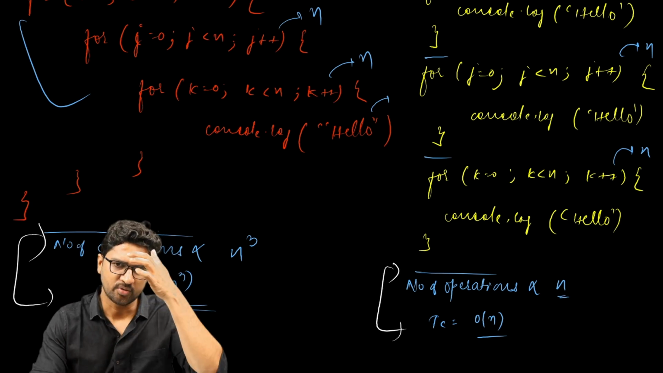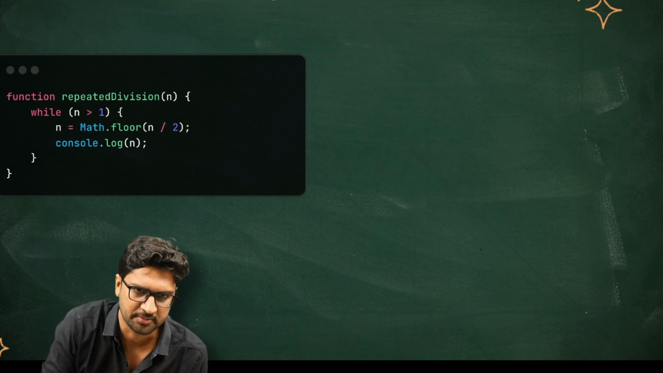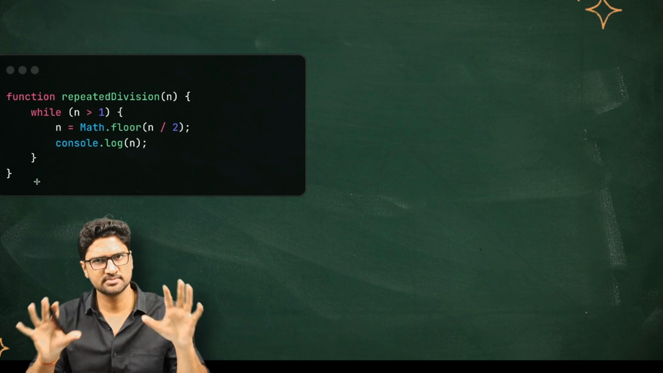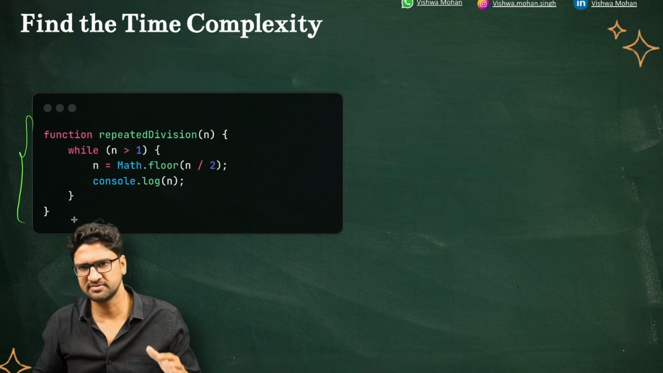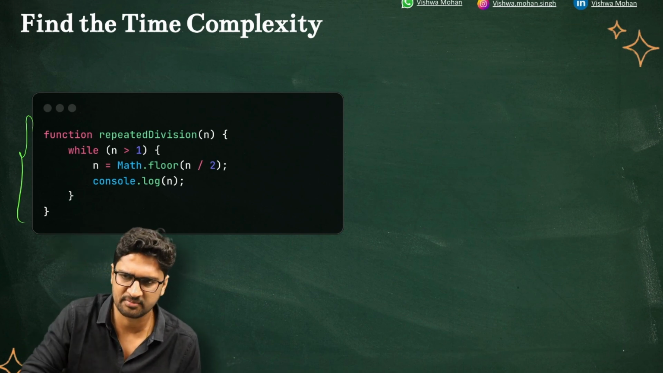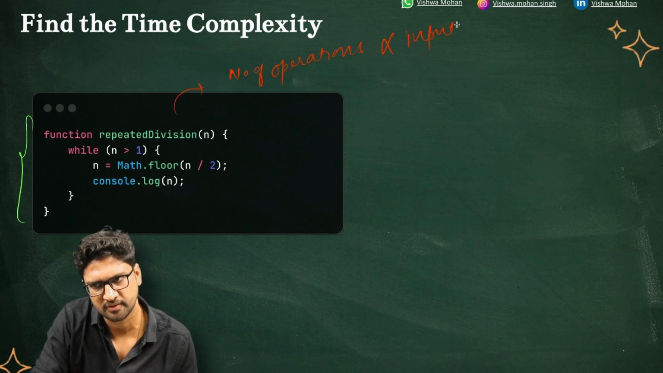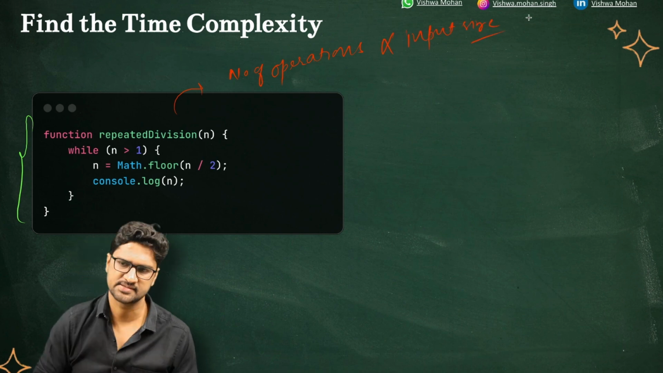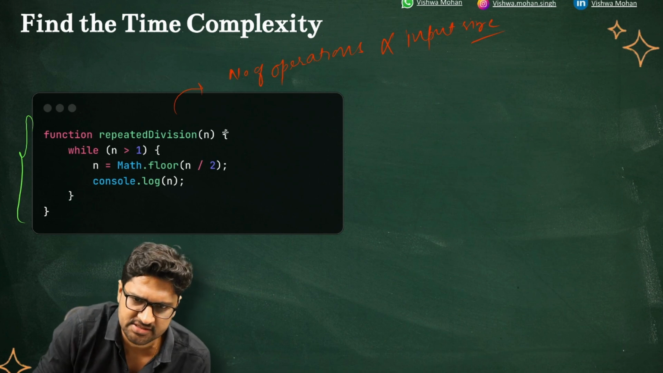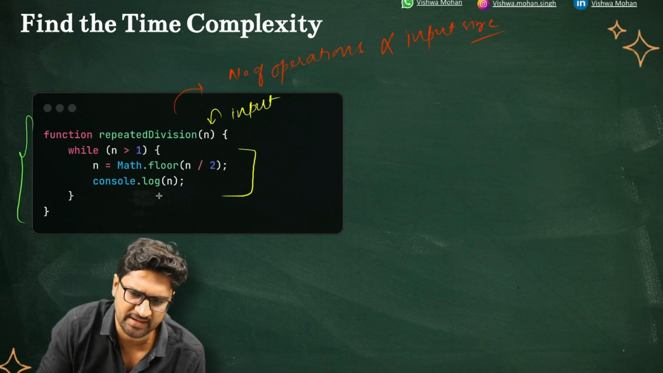Now let's try to see another problem that we have at hand. Let's try to find the time complexity of this problem statement, right? You can pause the video, try to solve it yourself and then give it a try. So again, every time you have to find a time complexity, again I'm repeating the definition of time complexity, you have to find the number of operations with respect to the input size. Now here in this case, this is my input size.